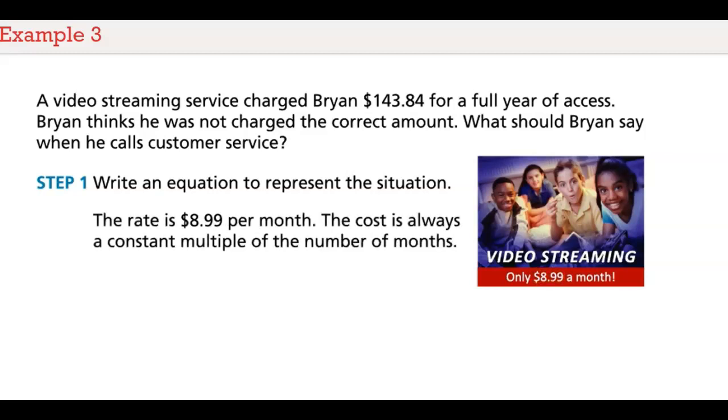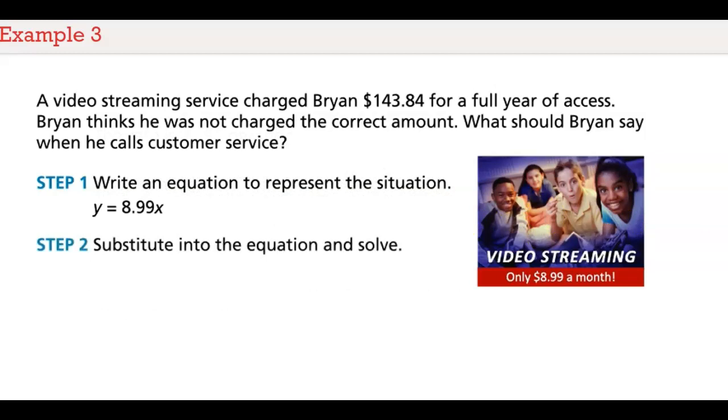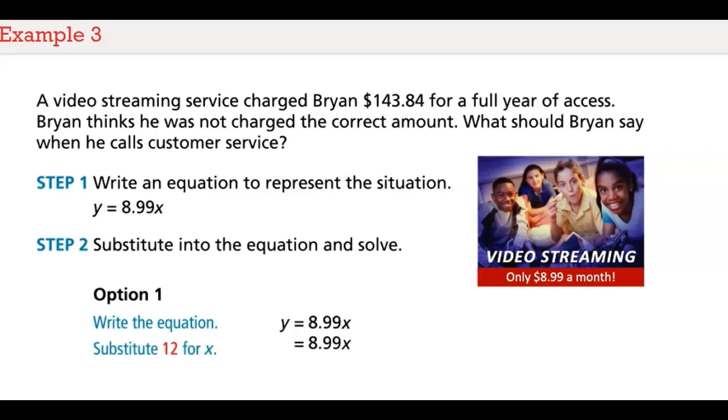The rate is constant. It is $8.99 per month. The cost is always a constant multiple of the number of months. So an equation that represents the cost y after x months is y equals 8.99 times x. Substitute the given information into the equation and solve. Write the equation. Substitute 12 for x. Then simplify.